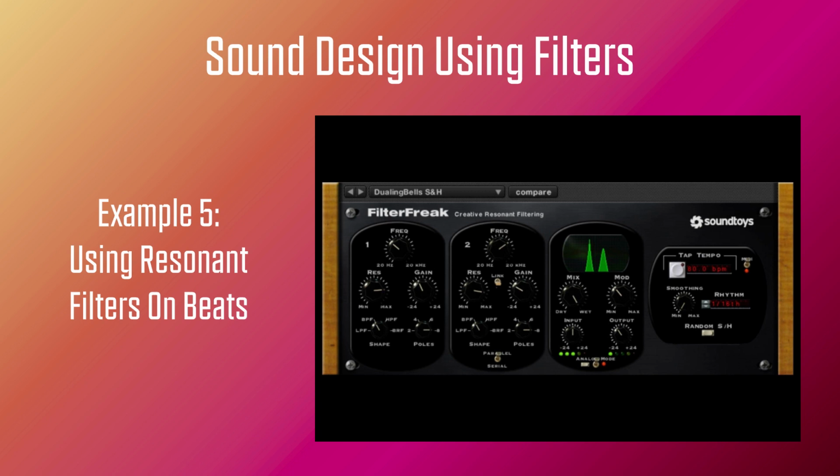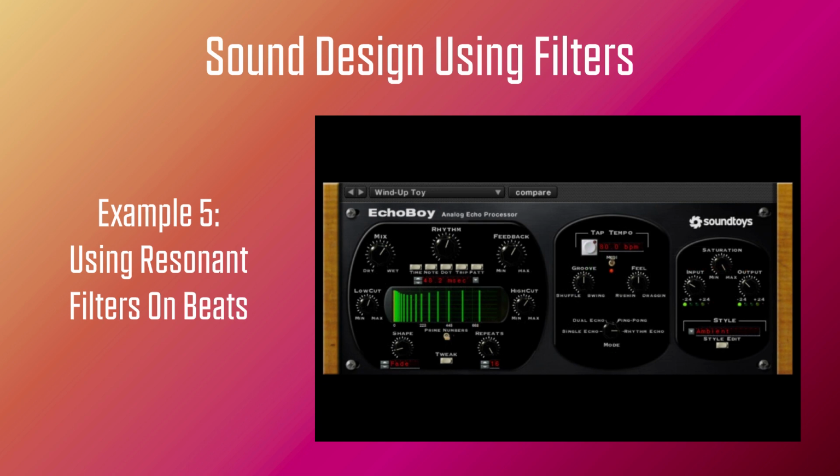I'm using a random sample and hold modulator synced to the beat's BPM at 16th subdivisions. I've set the modulation depth to allow each filter to cross-modulate between the two cutoff limits. This gives that nice cross-motion across the two filters. Filter Freak is then fed into Soundtoys Echo Boy for some ambient magic.